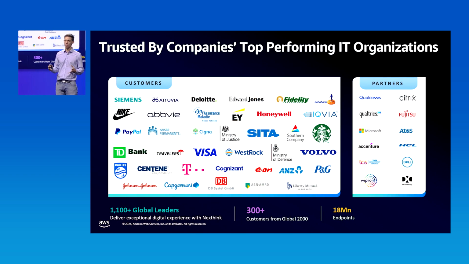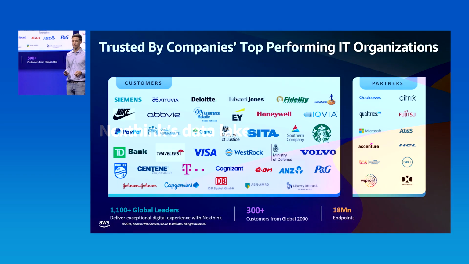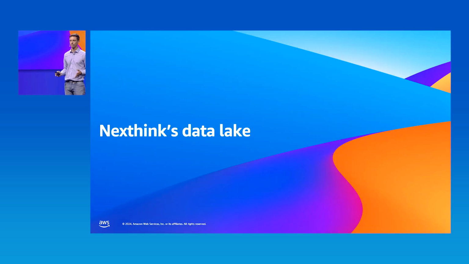We have customers spread over many regions and different industries, including some you've probably heard of. And we partner with most major IT service providers. So with 18 million installed endpoints, this means that we process trillions of events per day. That's a lot of data. So with that, I'm going to tell you a bit about how we get value from this data using a data lake built on AWS.